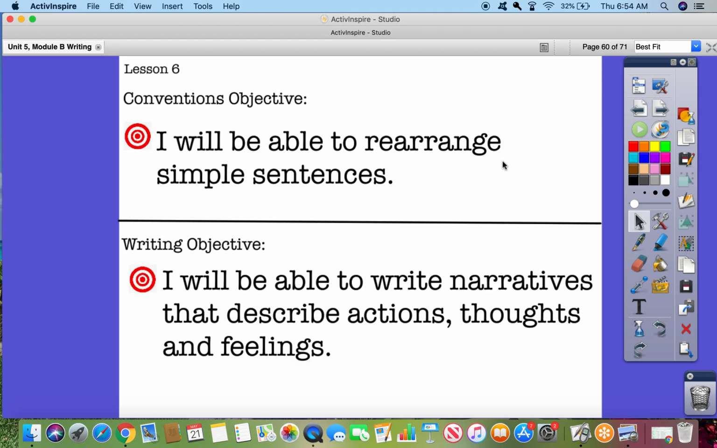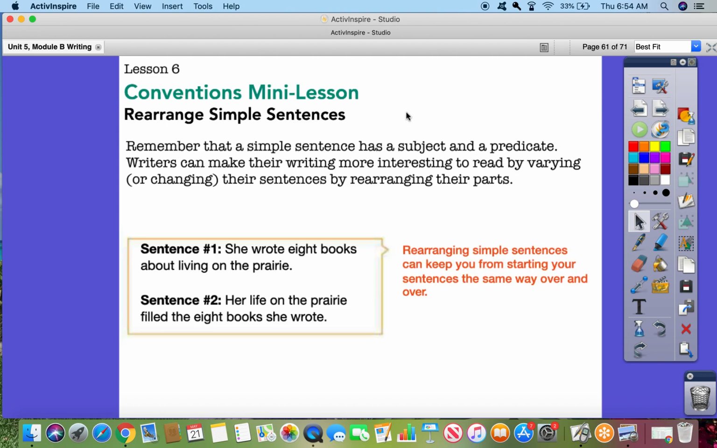Our objectives for today. Our convention's objective is, I will be able to rearrange simple sentences. And our writing objective is, I will be able to write narratives that describe actions, thoughts, and feelings. Convention's mini lesson, rearrange simple sentences.